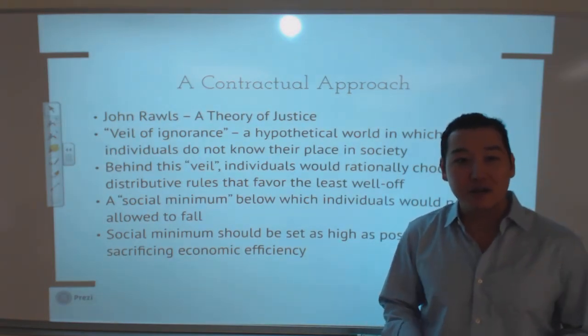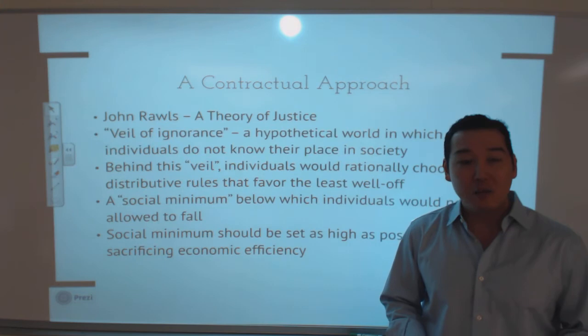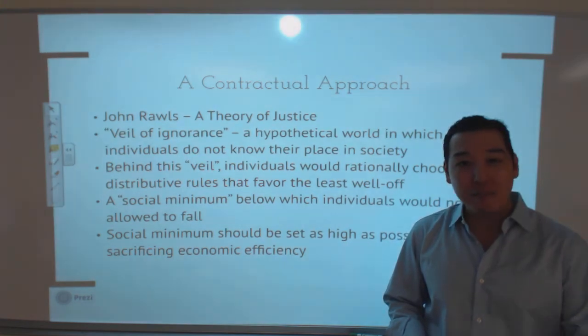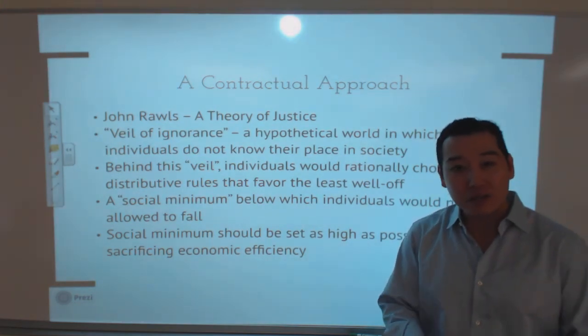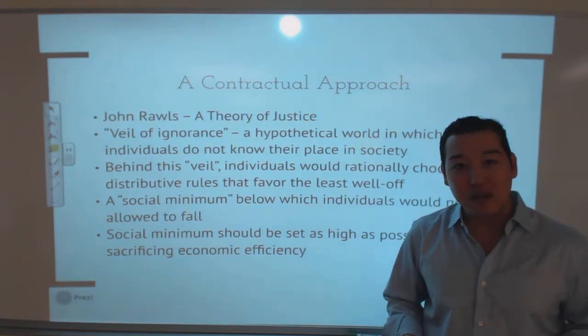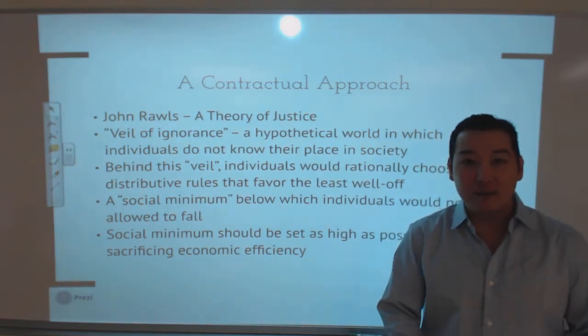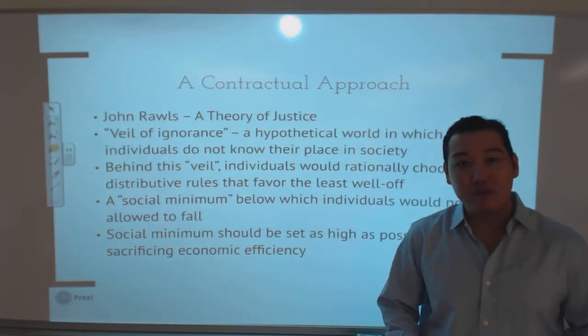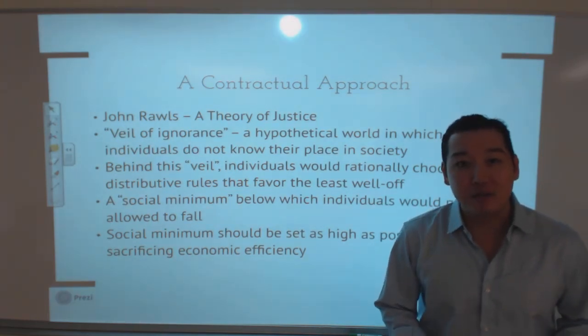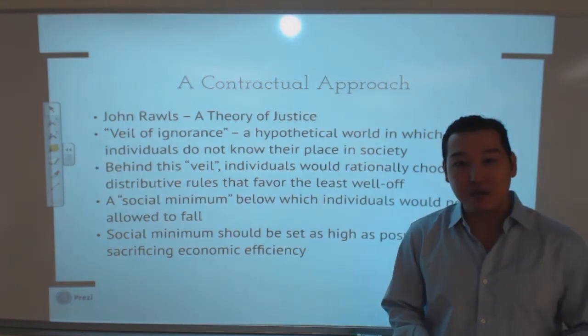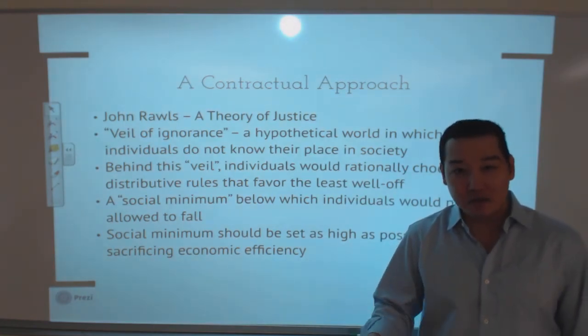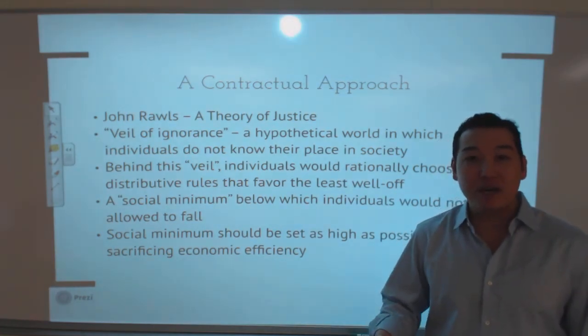And by resources, I'm talking not just about income, but whether or not you have better human capital, whether you're better looking than the person next to you, all types of resources. You don't know your standing, and in that type of society, you would choose distribution rules that favor the least well off because you might be among those who are in fact the least well off. And so he promotes the notion of a social minimum, that we should have a social minimum in our society below which no one should be allowed to fall.